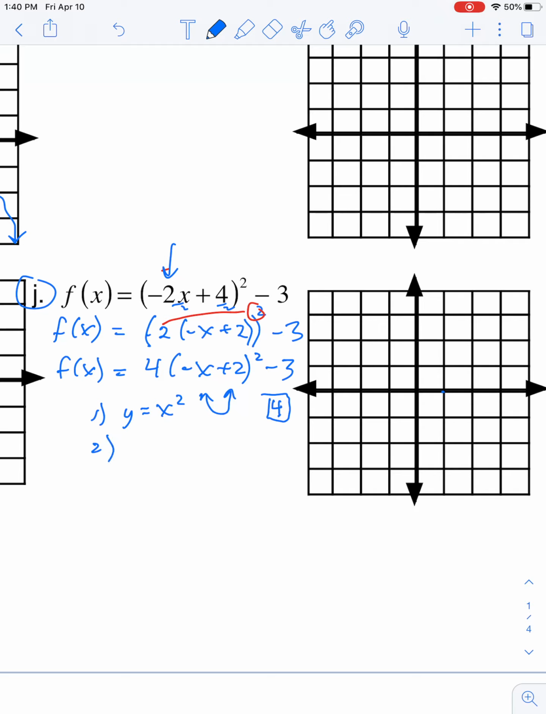Next step, reflection in the x-axis. There's no negative in front of that 4 there. Look at that 4. That's just positive. So there is none. So I'm just going to put a slash through that. And sometimes that step is even skipped if you look at the answer key. The vertex again, I take the opposite of that 2 right there to make negative 2.